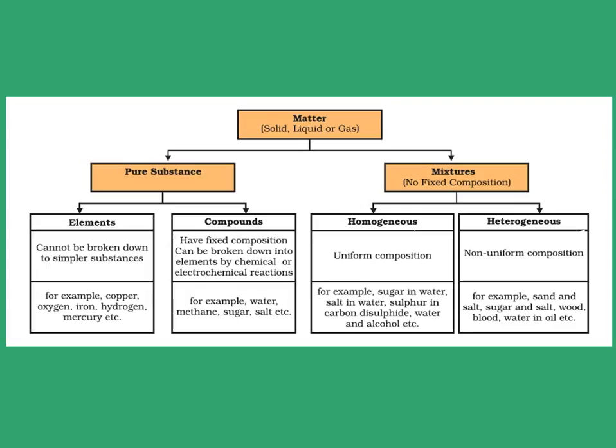Homogeneous mixtures have uniform composition throughout, for example, sugar in water, salt in water, etc. Whereas heterogeneous mixtures have non-uniform composition, examples of which are sand and salt, sugar and salt, wood, blood, water in oil, etc. With this, we come to the end of this chapter.